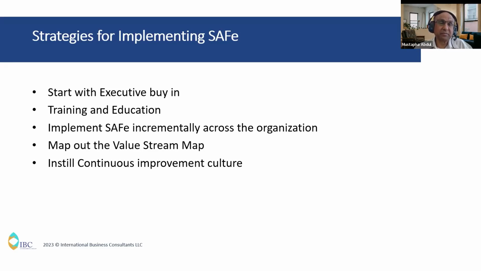for executives, specifically for executives, so they can understand not only SAFe, but how SAFe is implemented. And then they have the opportunity to ask all the questions in the world. People in the company need to be trained on SAFe, so we speak a common language at the end of the day. They will implement SAFe incrementally, start at the essential level and then move up. And they have to map out the value streams, as I mentioned previously, and instill a continuous improvement culture within the organization.